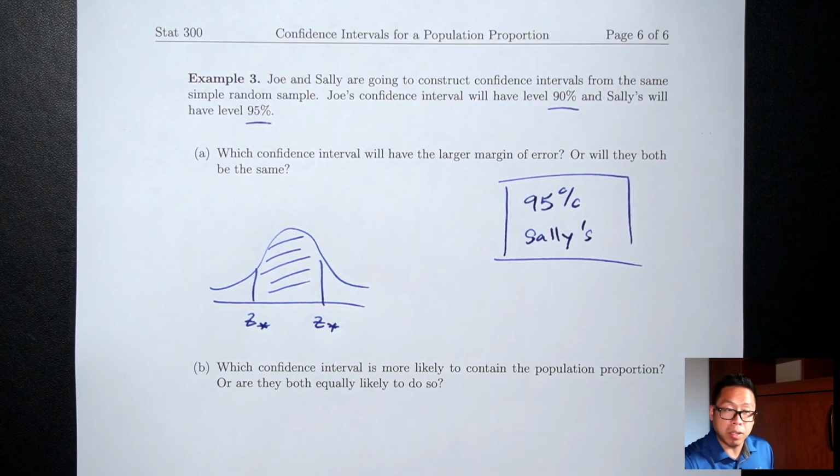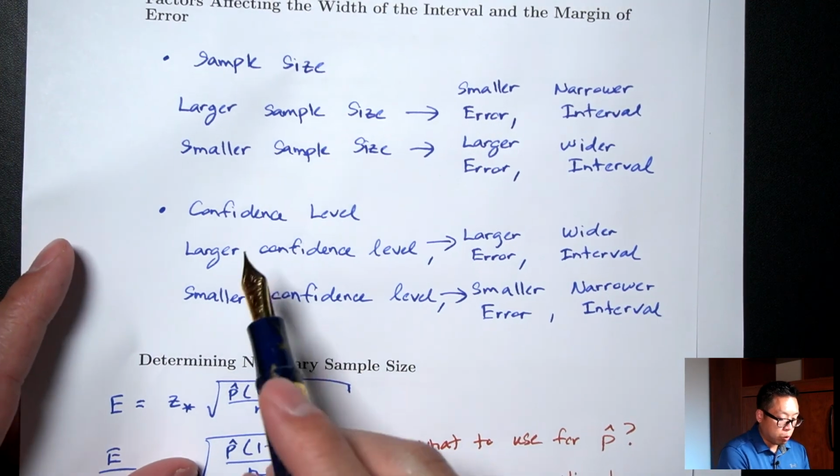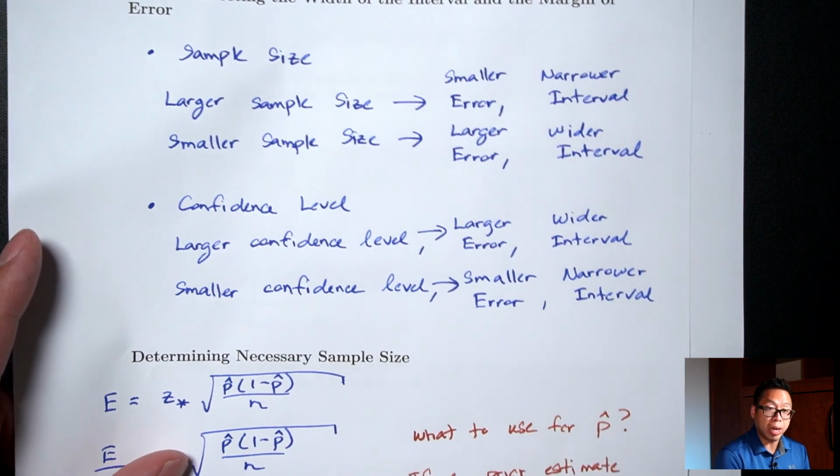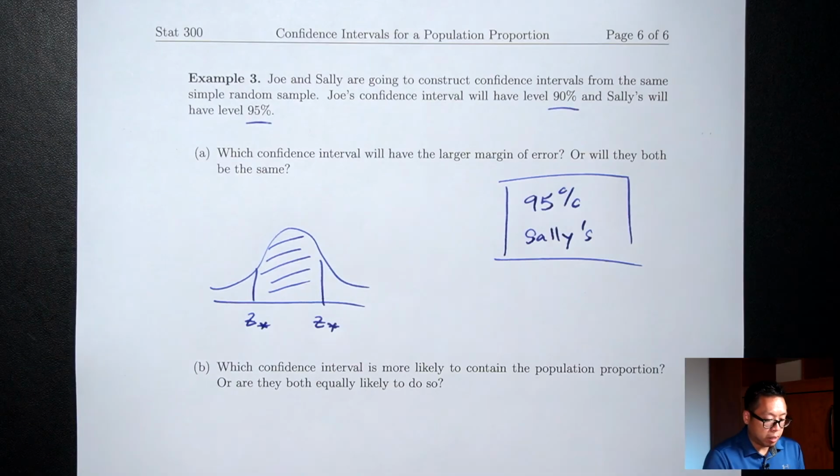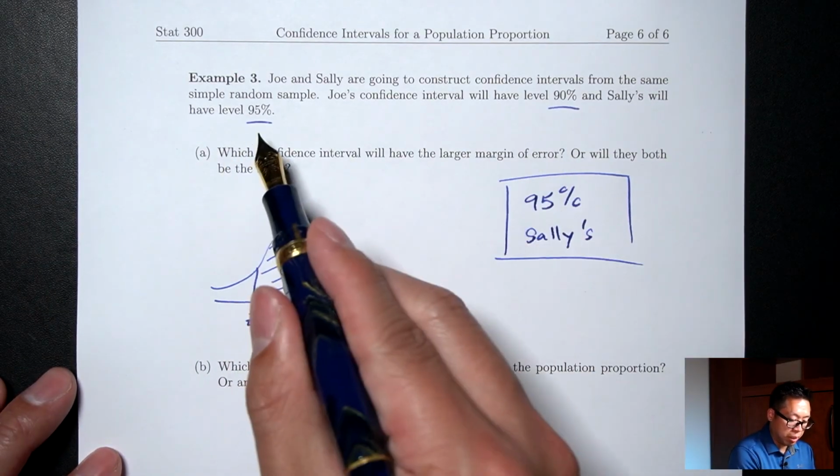If you need to, go back to the notes. We're talking about which confidence level will get you a larger error. So a larger error will be the larger confidence level. The larger confidence level will be the 95%.